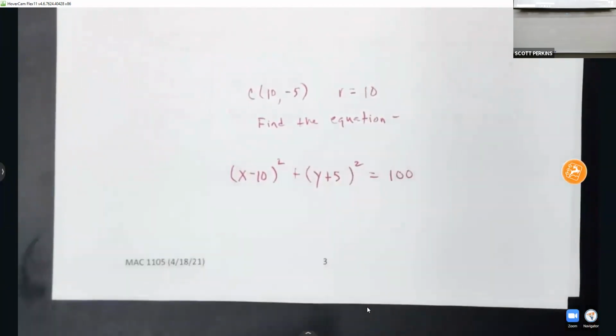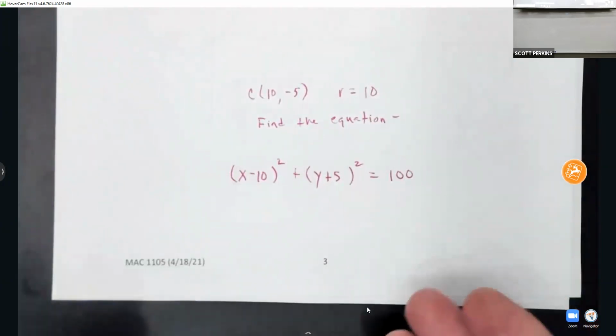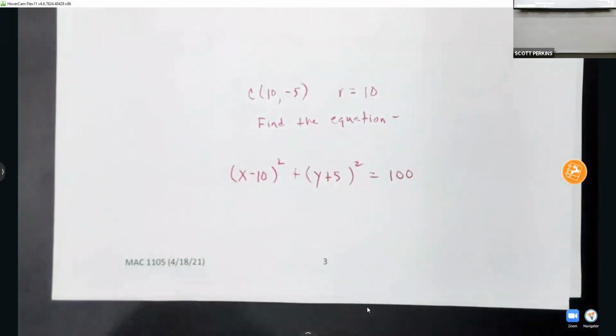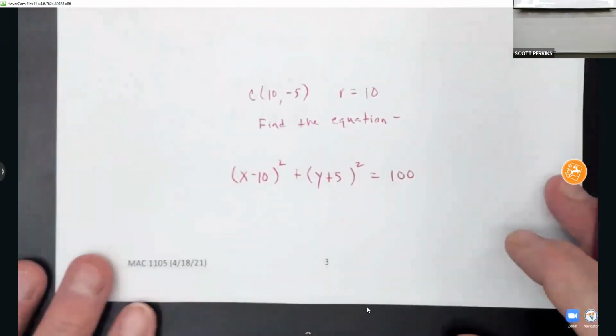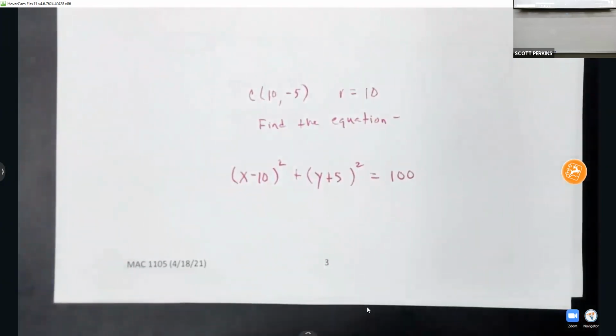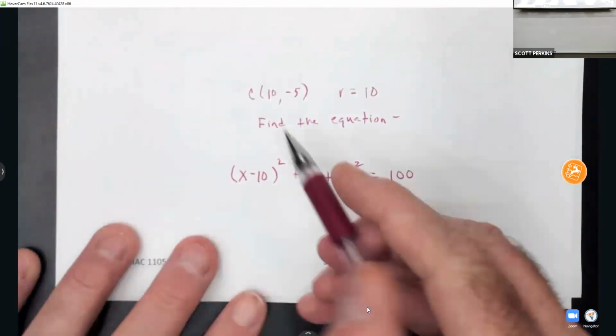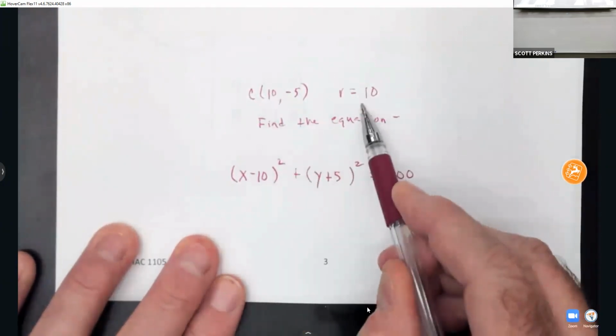Remember, if you go to the first page of your sheet that we did in our last session, this is the center radius form of the circle. It's the form that we use most. And so I just wanted to remind you what that is. The key bits of information we need, though, we need a center and we need a radius.